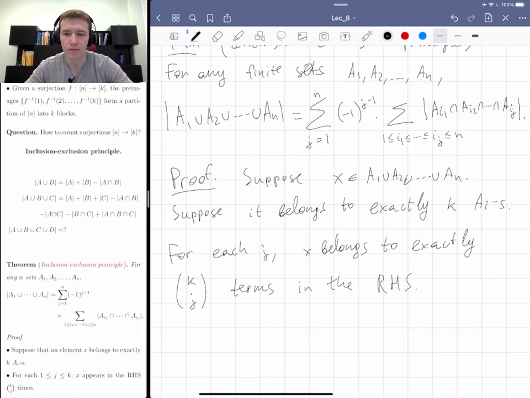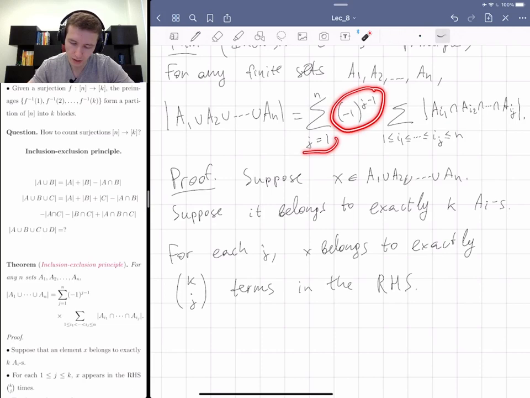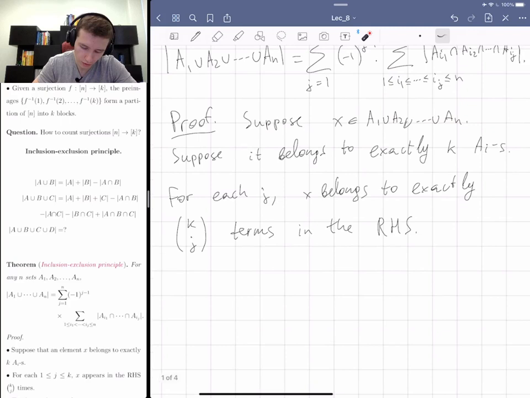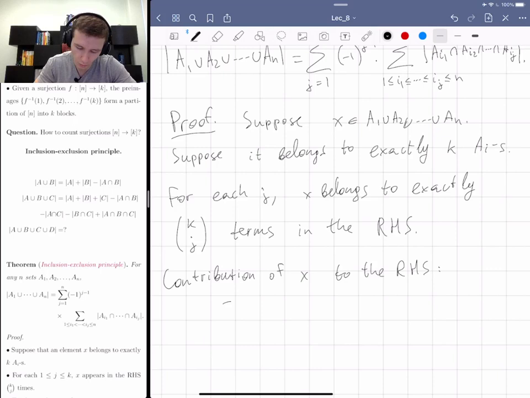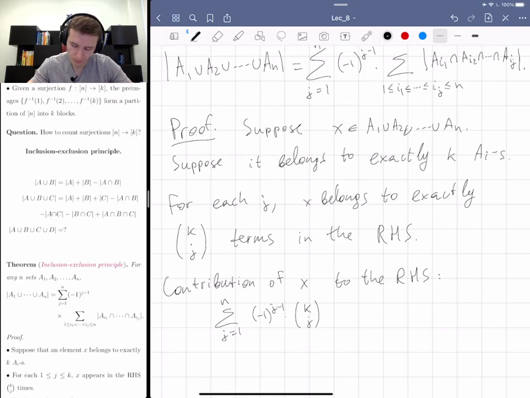So you take an alternating sum over J from 1 up to N. In other words, the contribution of X to the right-hand side is given by the sum over J from 1 up to N of negative 1 to the J times, and this just gives you K choose J. Sorry, J has to be J minus 1. And then the question is, what is this sum?